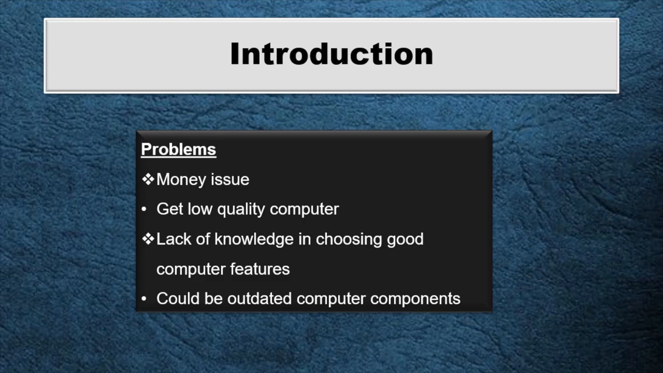So let's move on to the problems. Usually, students will have trouble buying computers. The main problem is the lack of money. Students just have a low budget to buy expensive and high quality computers. Another problem is choosing a good specification computer. The possibility is that Nawal will buy outdated computers. So here we recommend a computer that suits Nawal's needs.